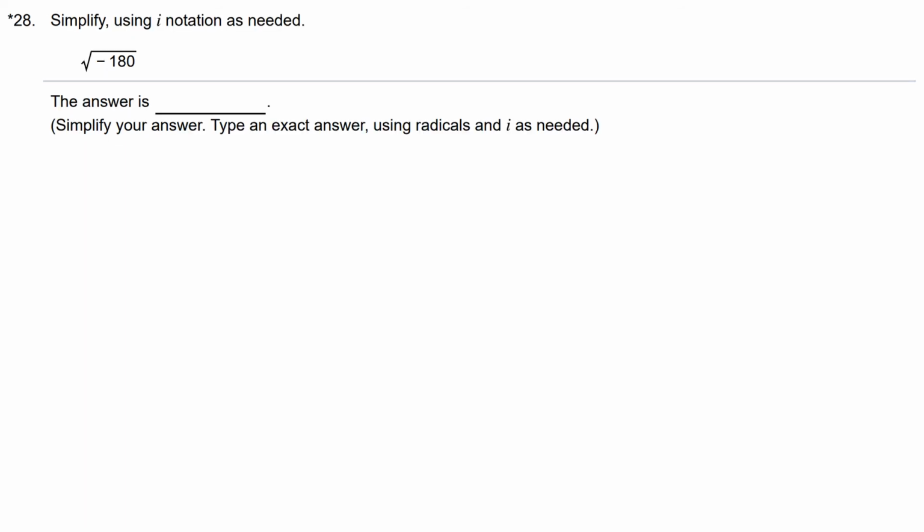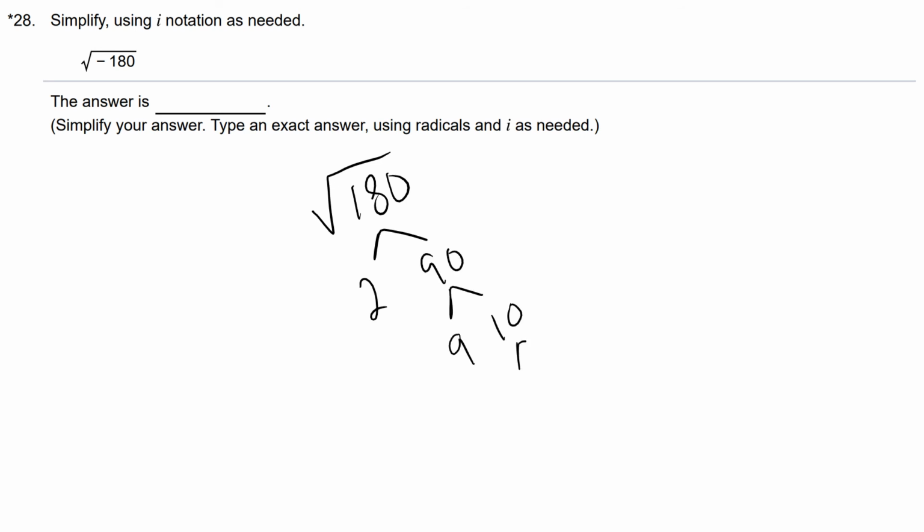Number 28, simplify using i notation as needed. This is a square root problem, and we can deal with the negative in a minute, but first I just want to simplify the square root of 180, okay? I'm going to try to factor this, so 2 goes into 90. 90 is like 9 and 10, 10 is 5 and 2, and 9 is 3 and 3, and do a big factor tree. That's not normally the way I like to do it, but I wanted to do it once.